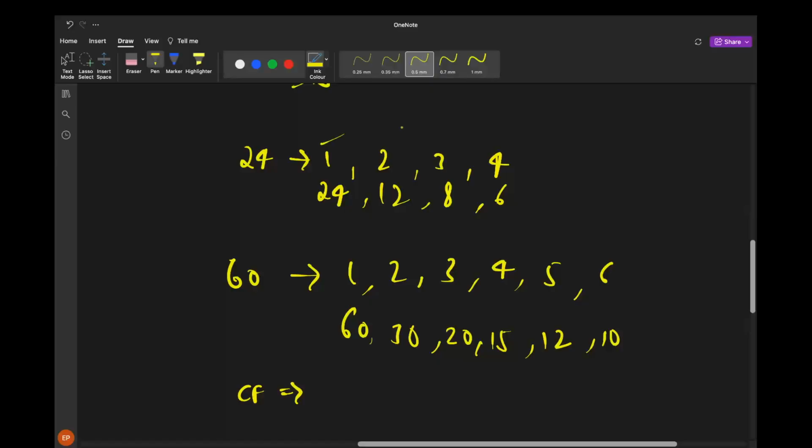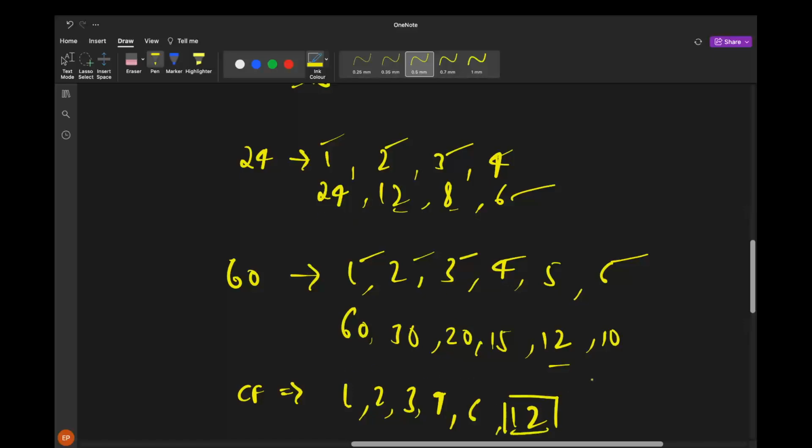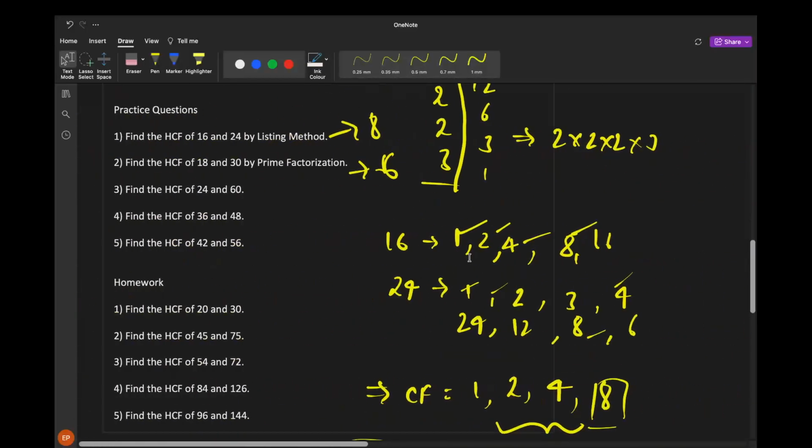What are the common factors? Common factors are 1, 2, 3, 4, because here 1, 2, 3, 4 are common. 6 is also common. Then what about 8? No. 12 is also there. What about 24? No. So therefore the greatest one is 12. HCF is 12. This is 12. What about 36 and 48?